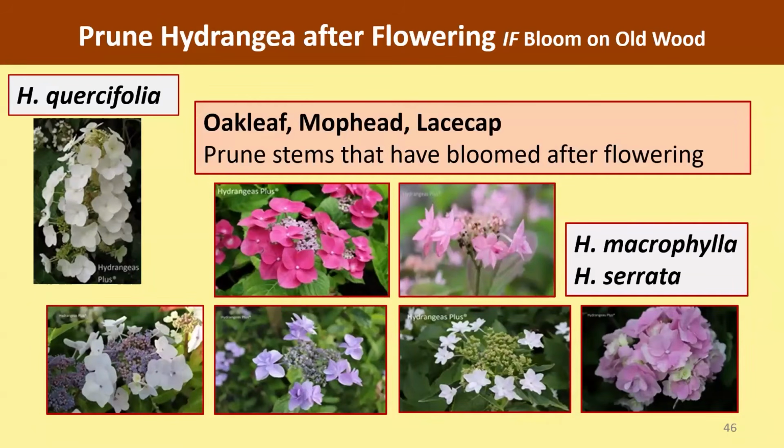Okay, the other group of hydrangeas blooms on old wood, which means branches or shoots that grew last year or before, but not this year. That includes the quercifolia, oak leaf hydrangea, and the hydrangeas with these kinds of flowers, the mophead and lacecap. So these you want to prune after they have bloomed.